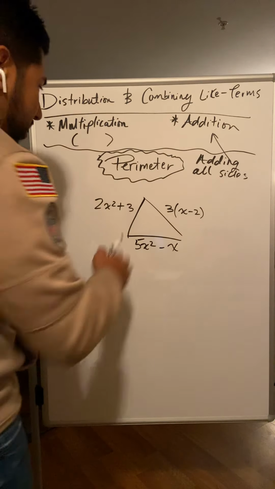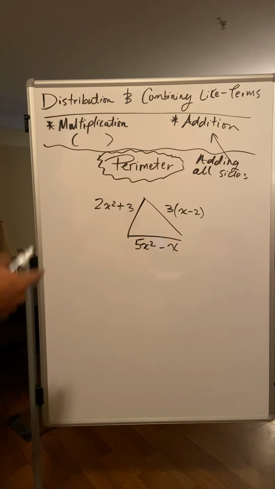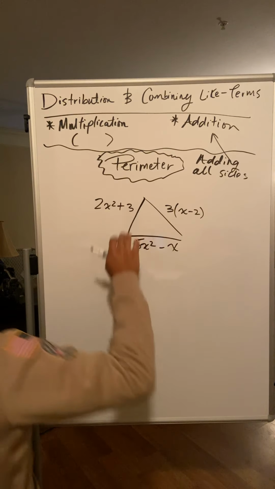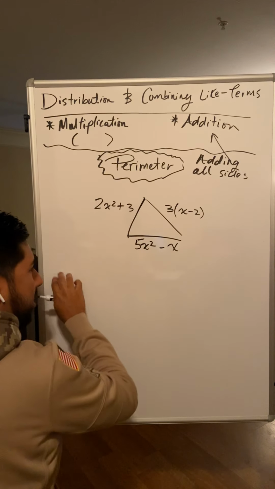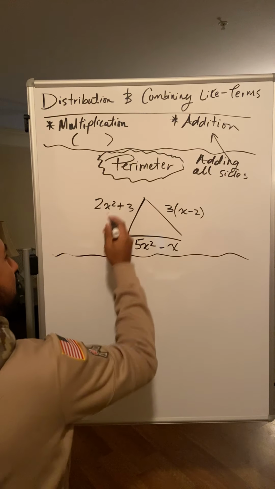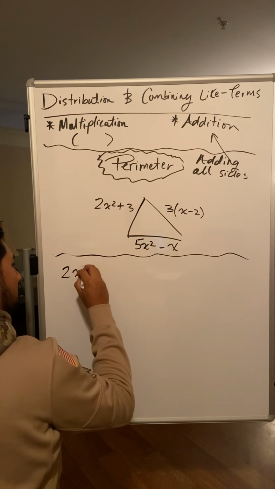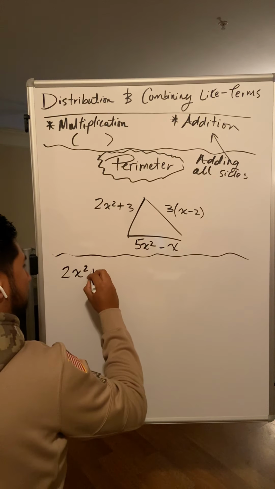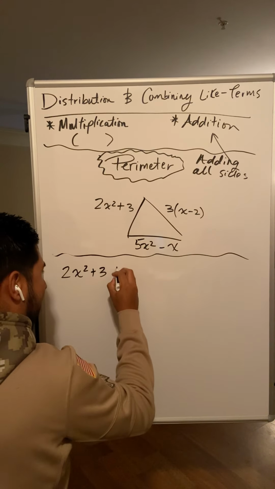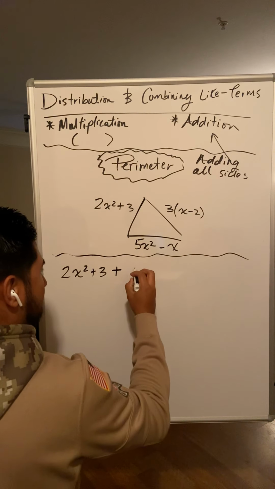Let's make it interesting. Perimeter means adding on all sides. I don't want to leave it like that. It looks too scary for me. So let's fix it. I'm going to get each side and just write it in a straight row. Check it out. I got this side. I got 2x squared with my plus 3. I'm going to add. Let's do the next side. Boom. Let's do this side because it looks a little complicated.